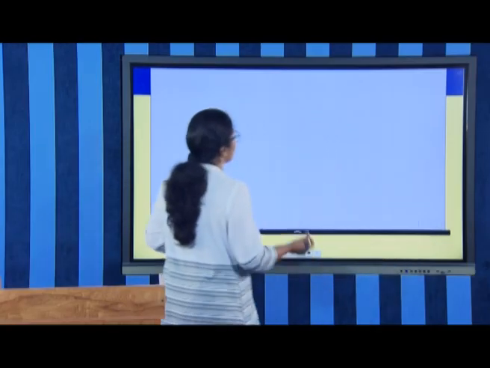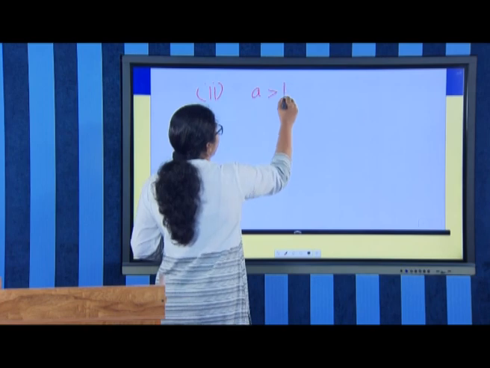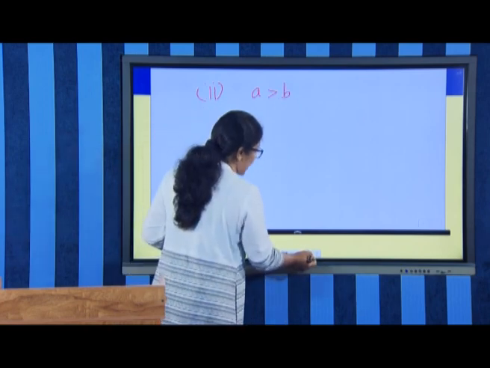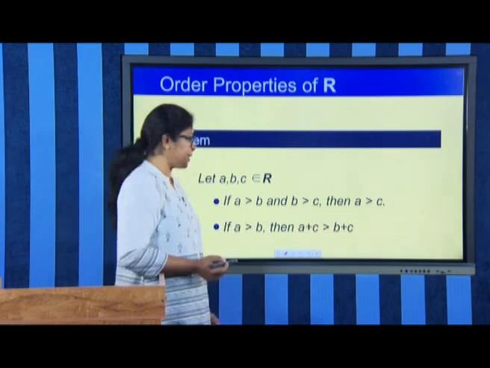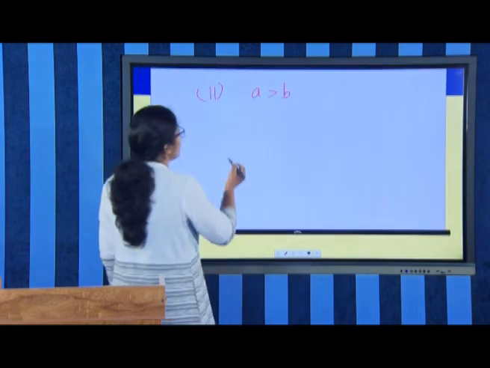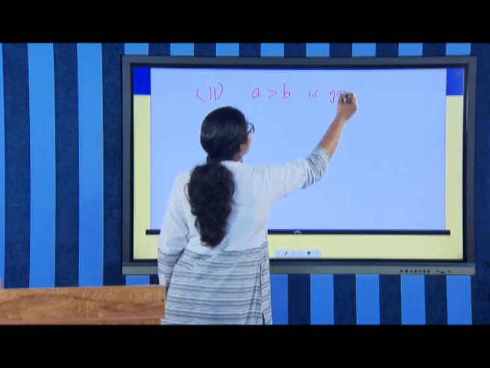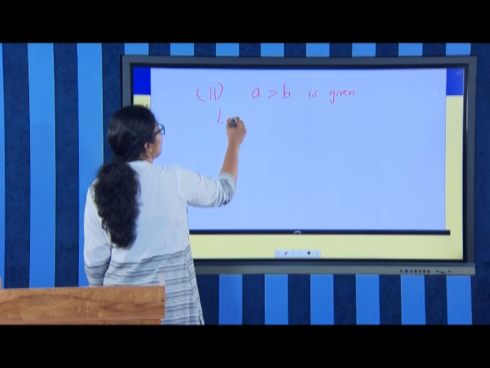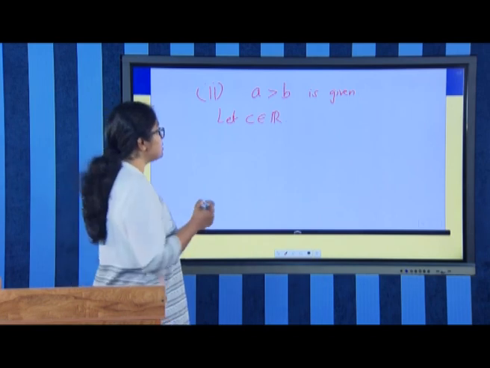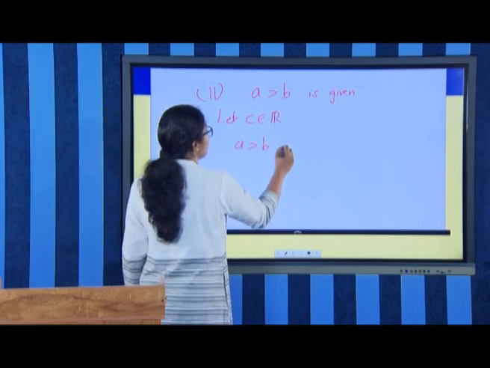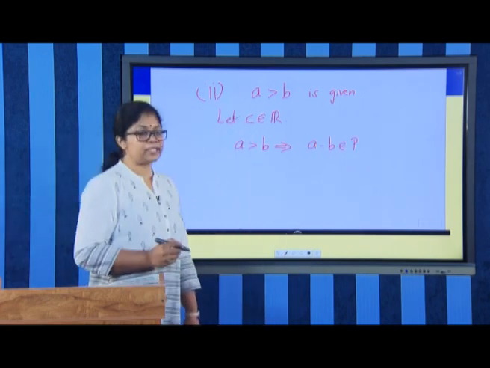Then coming to the second part, we are given A is greater than B and we have to show that for any real number C, A plus C is greater than B plus C. So, we have A is greater than B is given. Let C be a real number, C belongs to R. So, what does A greater than B mean? A greater than B indicates that A minus B belongs to the set of all positive real numbers P.